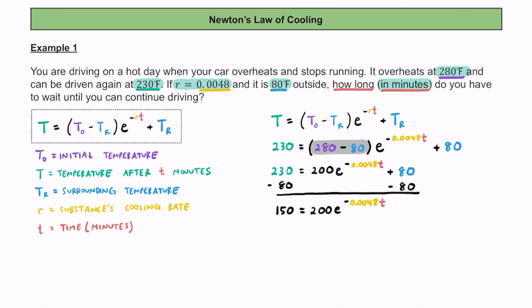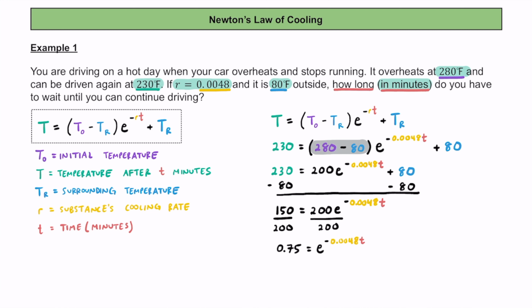Then, since we're multiplying 200 by this e to this power, let's divide both sides by 200 so we can isolate what that exponent or that power looks like. On the left side, 150 over 200, that is just 3/4. I'm going to use a decimal though. I'm going to use 0.75. That's going to be equal to e to the negative 0.0048t.